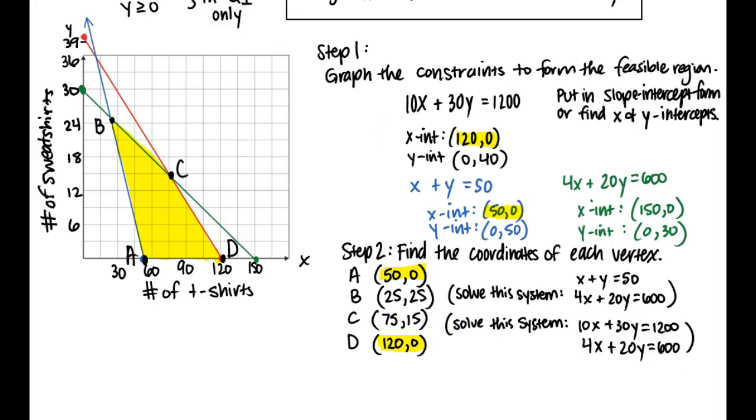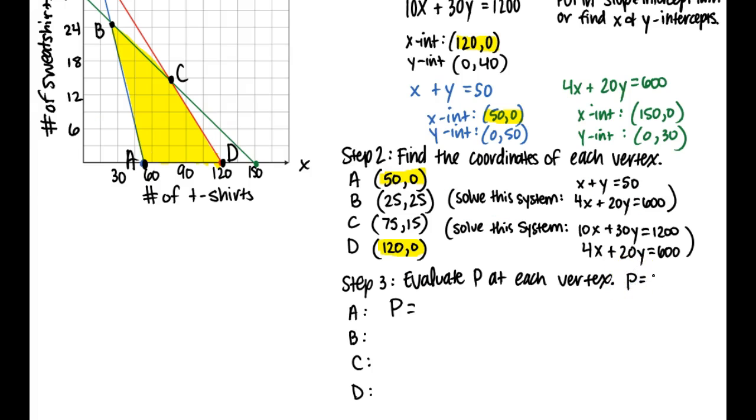So just as in the previous problem, now I'm going to substitute each of these coordinates in for our objective function p equals 6x plus 20y to see which coordinate maximizes the equation. Okay, so I'm going to start off by plugging in (50, 0) for the equation. So 6 times 50 plus 20 times 0, and that gives us 300.